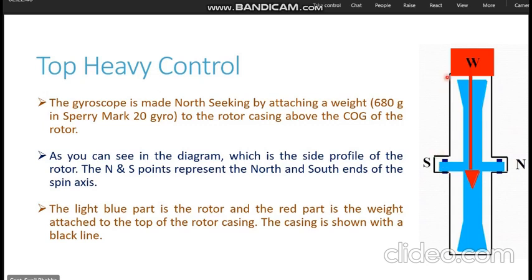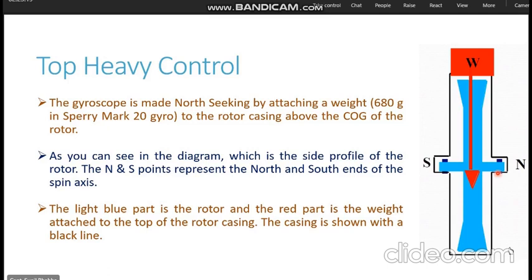The casing, the black color casing which you see in the diagram, is not free to spin. Only the rotor and spin axis inside the casing is free to spin. So the casing does not spin at all. However, the casing is free to tilt up and down. The casing is also free to drift east and west. The only freedom which is not available to the casing is the freedom to spin, and that freedom is provided to the rotor and spin axis through these dark blue ball bearings fitted at the north and south ends of the spin axis.